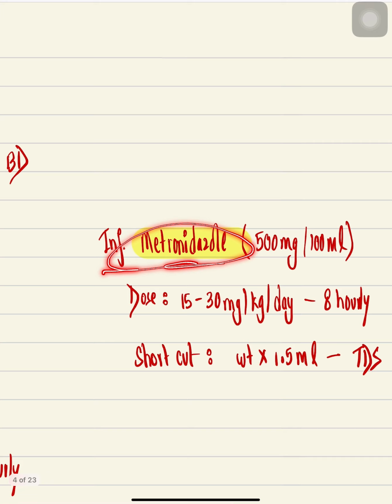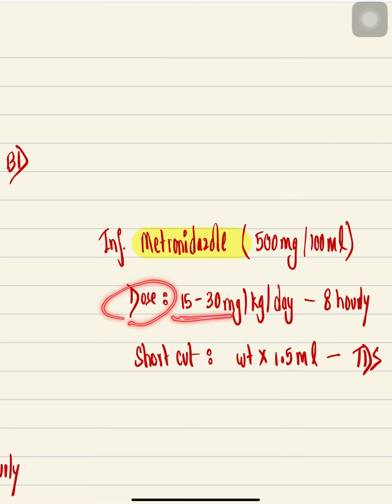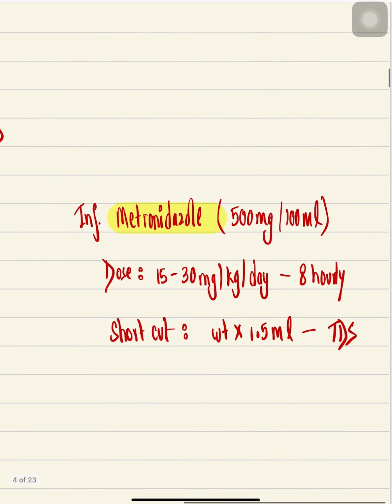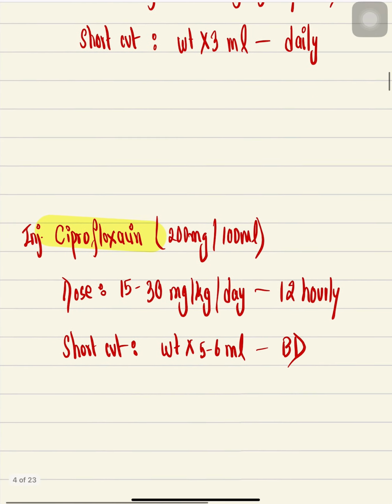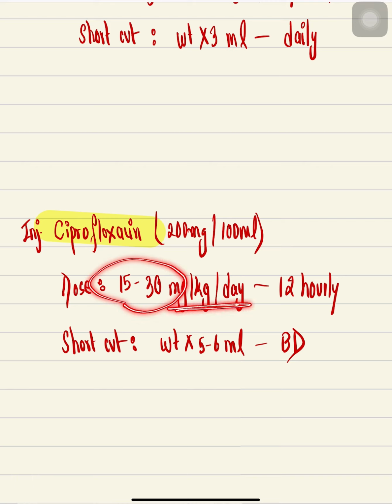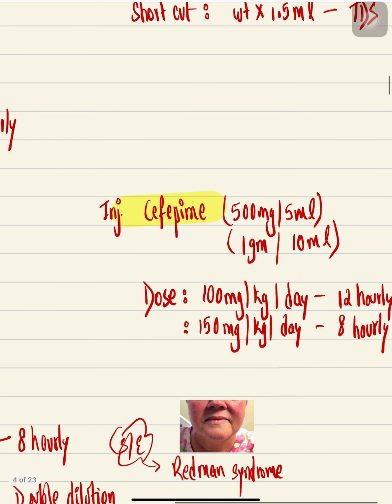Injection metronidazole 500 mg over 100 ml. The dose is 15 to 30 mg per kg per day 8 hourly. We have a shortcut for this, weight into 1.5 ml TDS. Ciprofloxacin 200 mg per 100 ml. The dose is 15 to 30 mg per kg per day 12 hourly. We have a shortcut, weight into 5 or 6 ml BD. This is decided by your doctor.